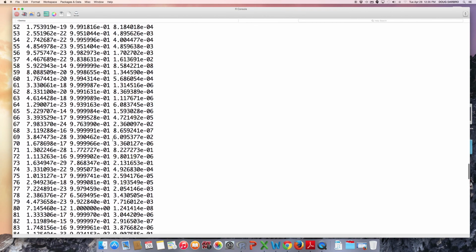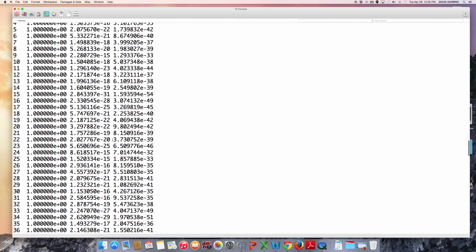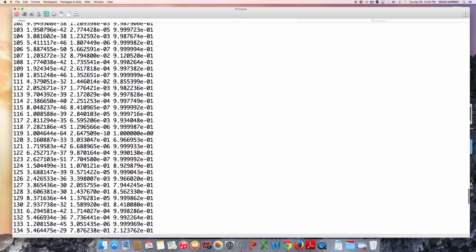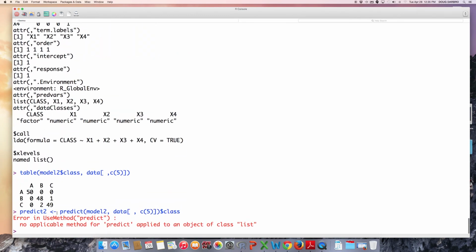Oh, okay, guys, I know what it is. We can't follow up the predict with CV equal to true. You've got to do the percentage of accurately classified cases using this method right here.